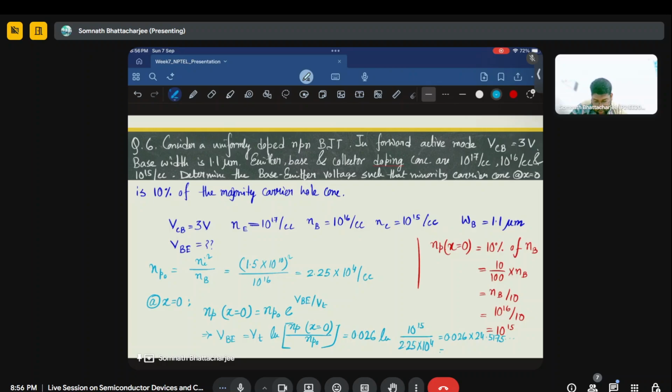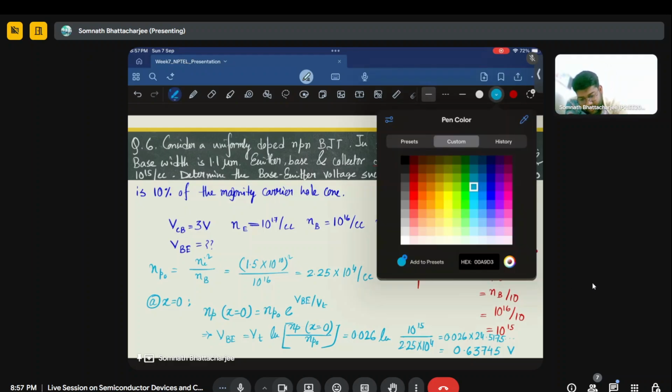Let's write it like this: multiplied by 0.026. So the value is 0.6763745 volts. Now, in this calculation, there were other cases as well.